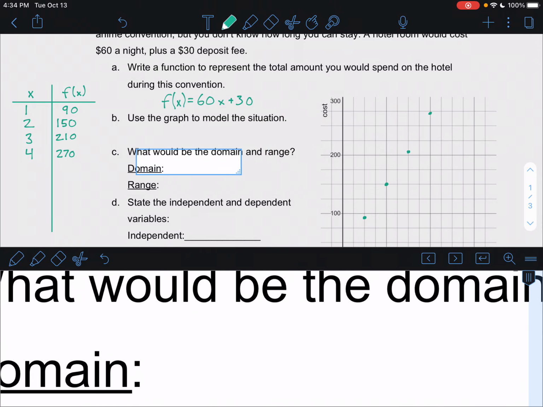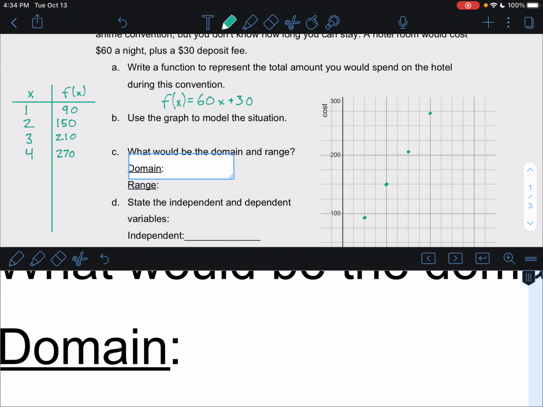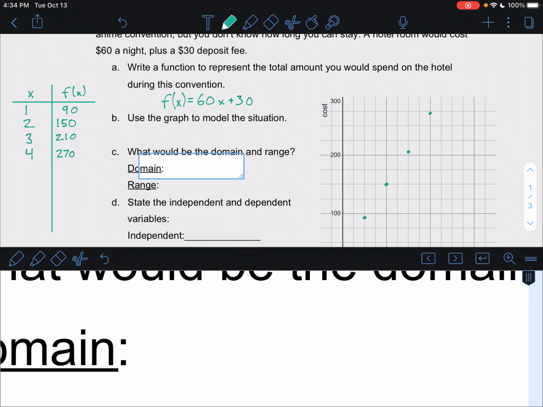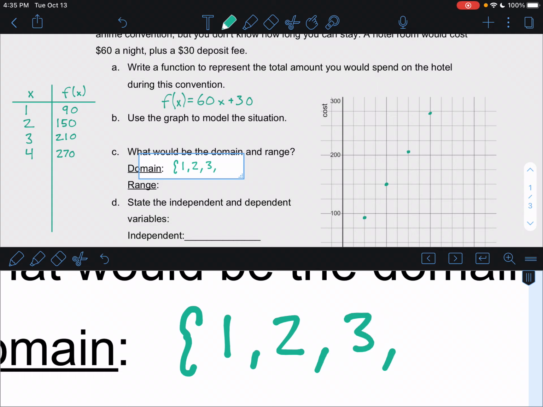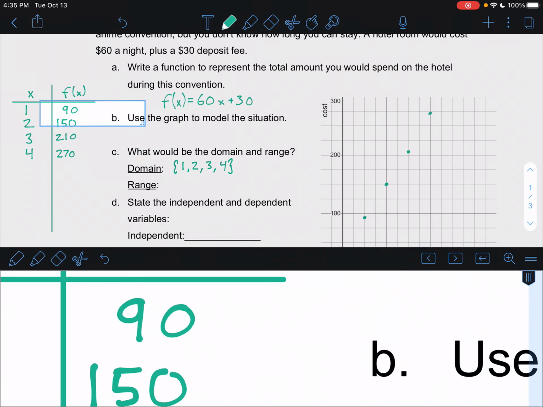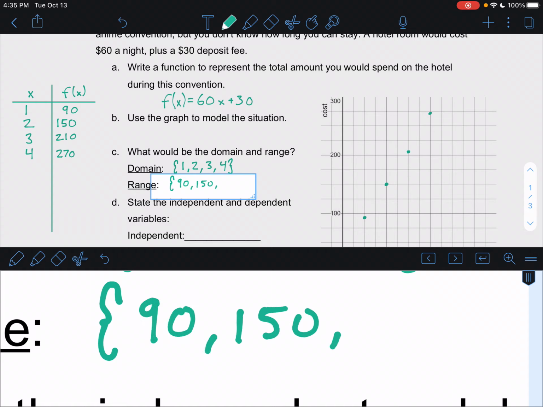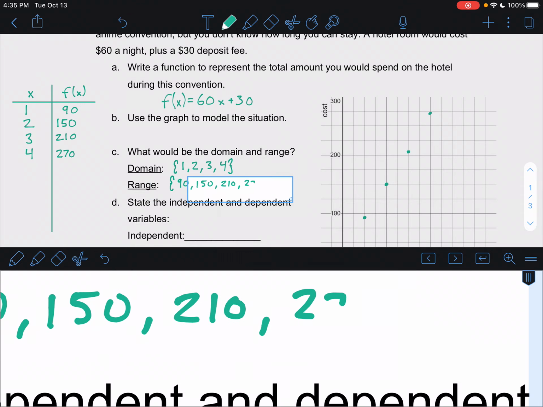The next question asks us the domain and range. So the domain is the x values, the inputs, and we're going to use those curly brackets. So it's just 1, 2, 3, and 4. And the range is the y values, the outputs. So it's 90, 150, 210, and 270.